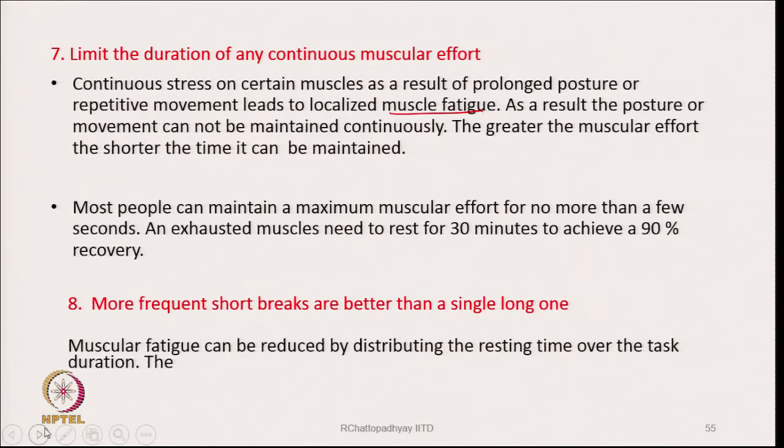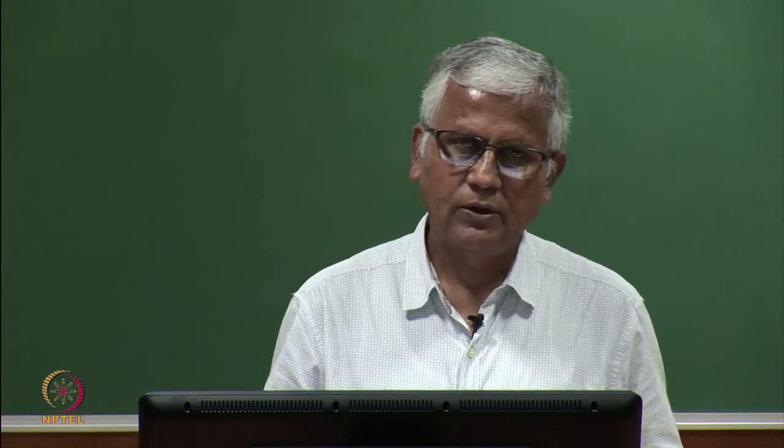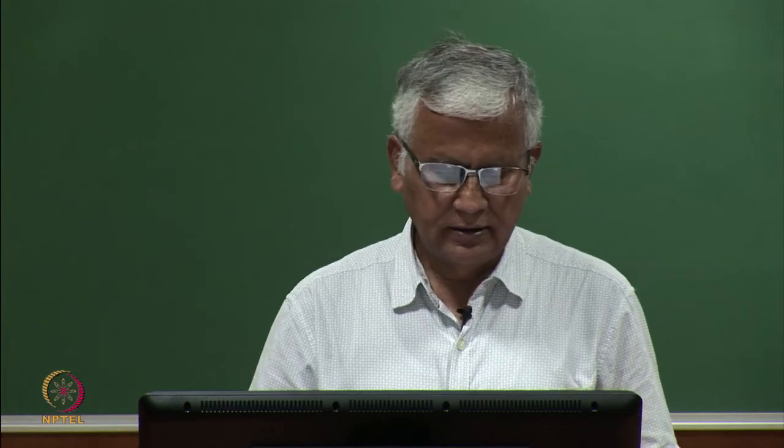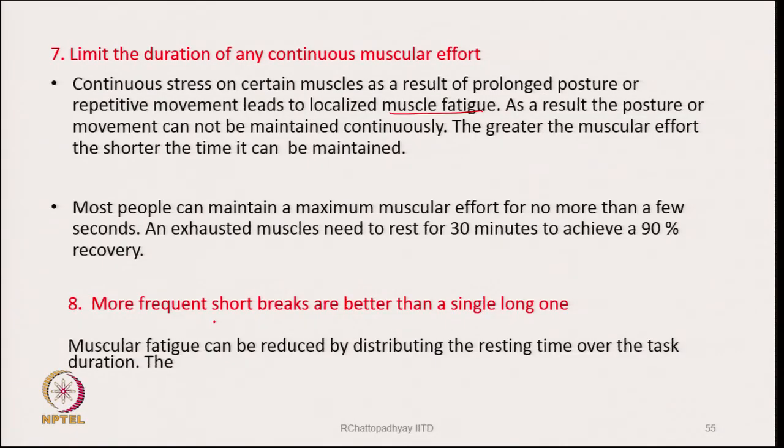More frequent short breaks are better than a single long one. This is what is also important for muscular fatigue to be reduced. So, if there is a work where a person has to take a specific posture, then we have to make sure that the person takes repeated short breaks, rather than giving them a long break. Maybe after every hour they take a break for 10 minutes and they again start the process, again they take a break after an hour for another 10-15 minutes. Like that, the task can be designed.